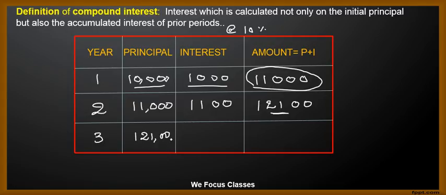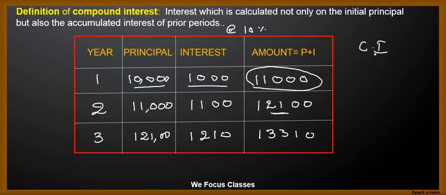Okay. Now what is the rate of interest? Rate of interest is 10%. What is 10% of 12,100? Which is nothing but 1210. What is the amount after 3 years? The amount will become 13,310. Now what you will do?